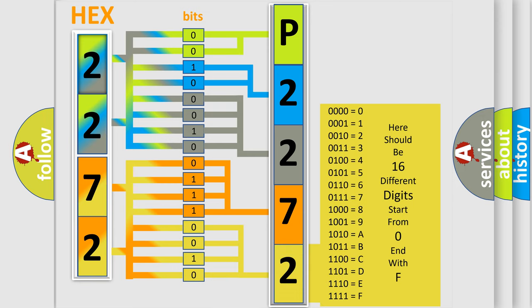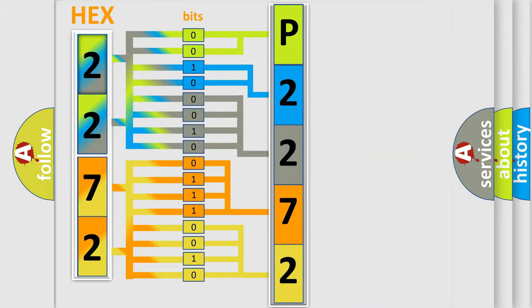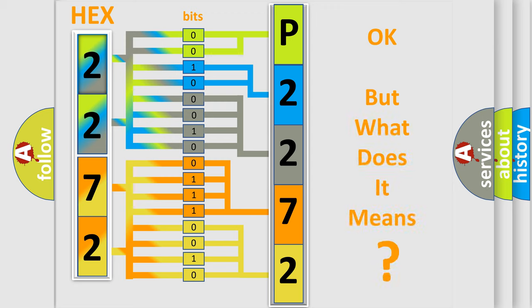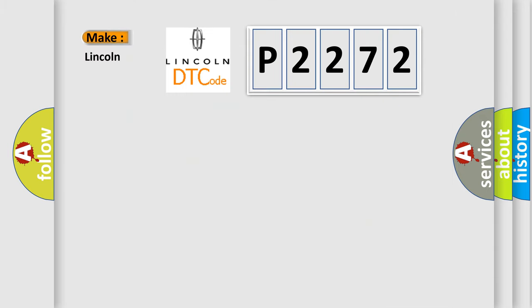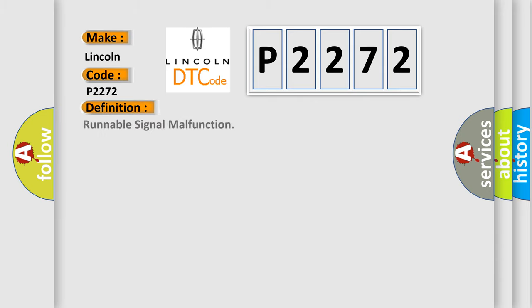We now know in what way the diagnostic tool translates the received information into a more comprehensible format. The number itself does not make sense to us if we cannot assign information about it to what it actually expresses. So, what does the diagnostic trouble code P2272 interpret specifically for Lincoln car manufacturers? The basic definition is runnable signal malfunction.